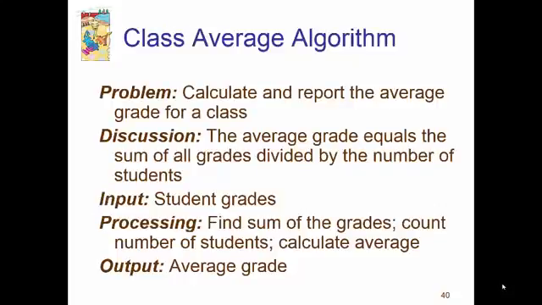Another problem we could talk about would be a class average algorithm. Our problem is to calculate and report the average grade for the class. We want the average grade equal to the sum of all the grades divided by the number of students. Our input, of course, is going to be the student grades. Our processing is going to be finding the sum of all grades, counting the number of students, and then calculating the average. And the output is going to be the average grade.